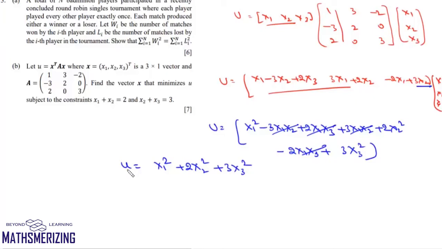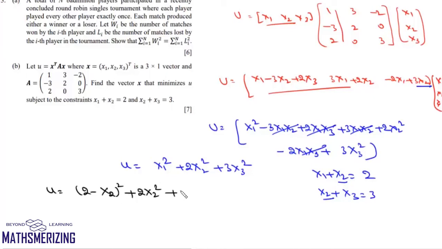Now we'll need to minimize U using the constraints, which are x1 plus x2 is equal to 2 and x2 plus x3 is equal to 3. So we'll change the entire equation in one variable, and that is x2. So we can write this U as, now what is x1? x1 is (2 minus x2) square. It will be 2x2 square plus 3.